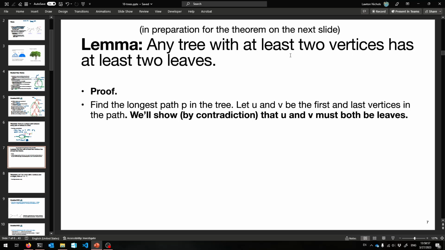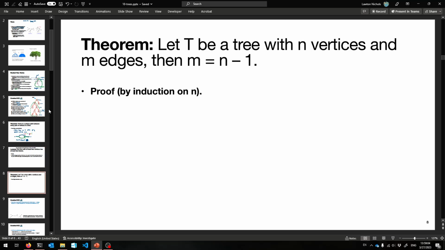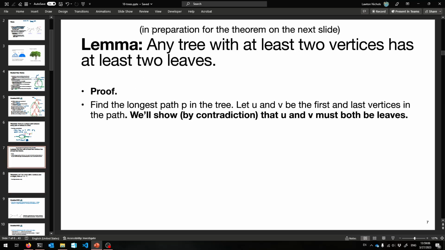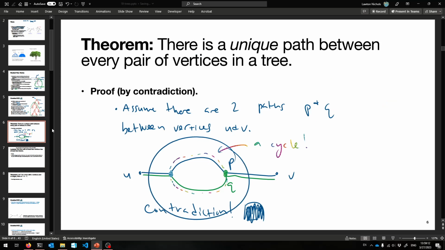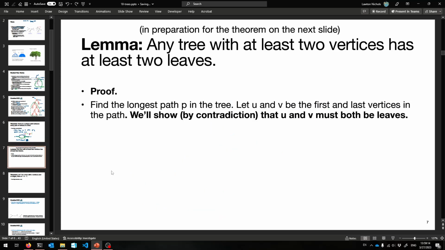So let me show you the lemma first. Any tree with at least 2 vertices has at least 2 leaves. That's going to build up the power that we need for this theorem. So let me show you how to do it. Again, it's a graphical proof, but I think you can formalize this pretty well, just like you can with this one. Okay, so any tree with at least 2 vertices has at least 2 leaves.